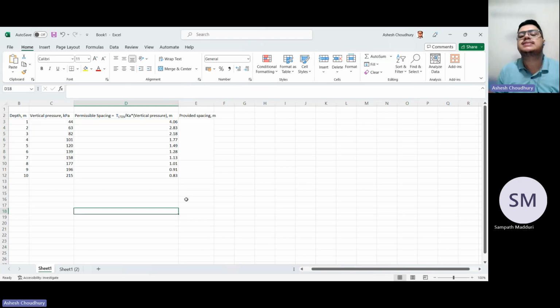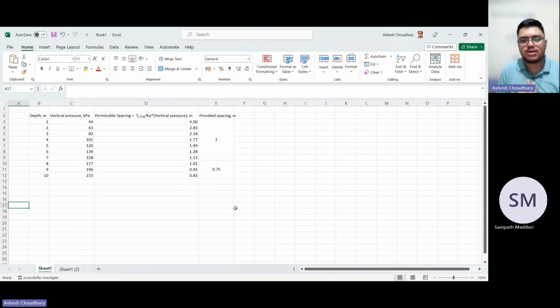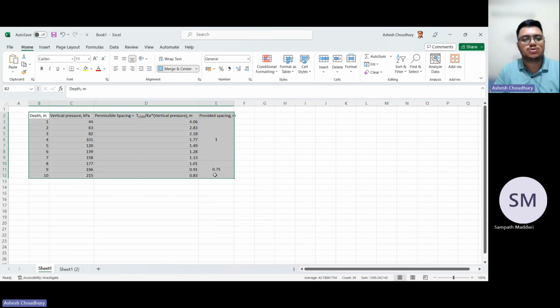Now it is completely up to the designer to decide the spacing. Initially we get a high spacing, so you can provide that. What can we do? Let us provide a spacing of 1 meter for all of this. Generally we tend to provide a bit lesser spacing. So let us do it like that.